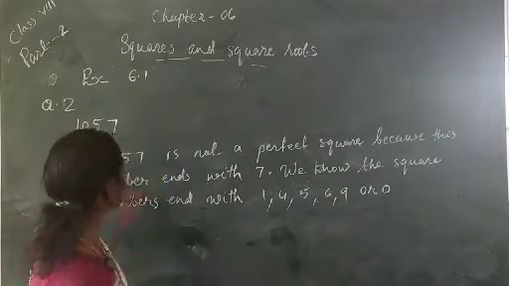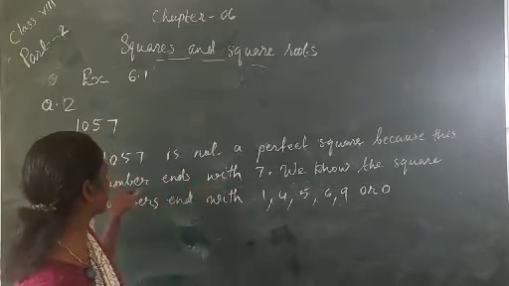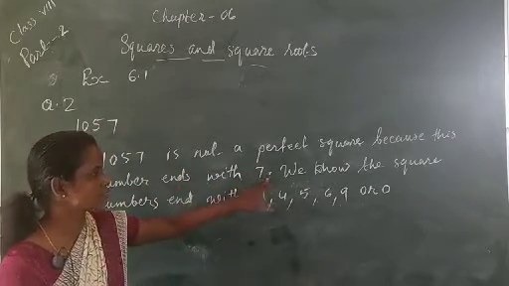So its answer is not a perfect square, because this is a number ending with 7.